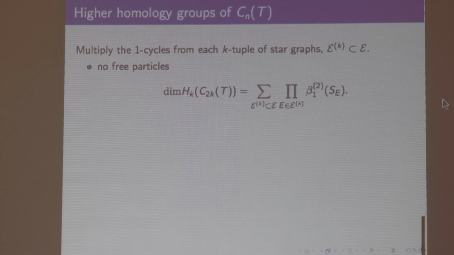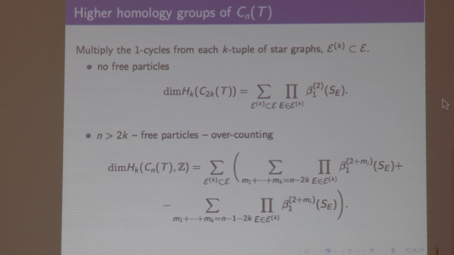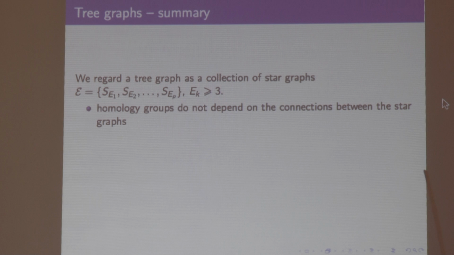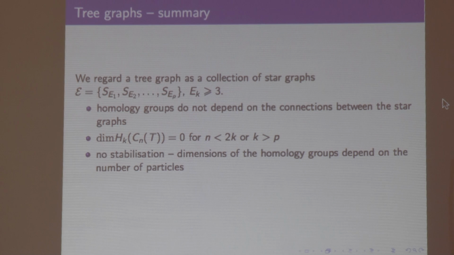We can compute all higher homology groups, just multiply more cycles. So for 3 graphs, we know that those groups do not stabilize. Also, these higher dimensional homologies also vanish, as we have for the plane. And those groups do not depend on the connection between star graphs, which is maybe somehow counterintuitive.